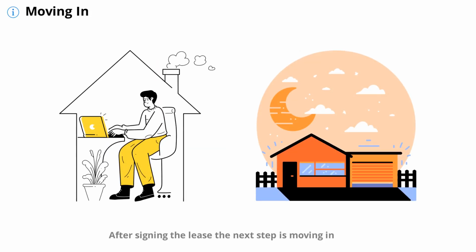After signing the lease, the next step is moving in. It's a good idea to do a walkthrough inspection with the landlord to document the property's condition. Take photos and note any existing damage. This helps avoid disputes about the security deposit when you move out.